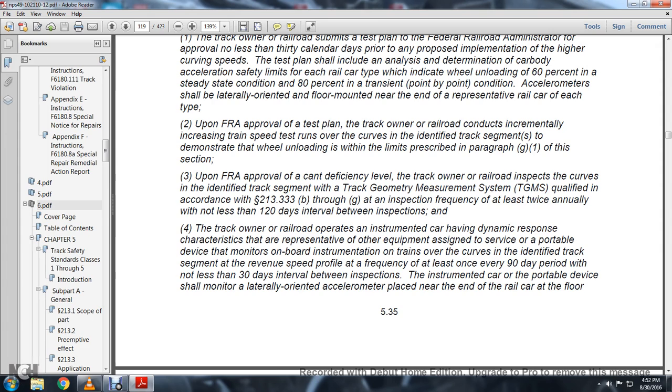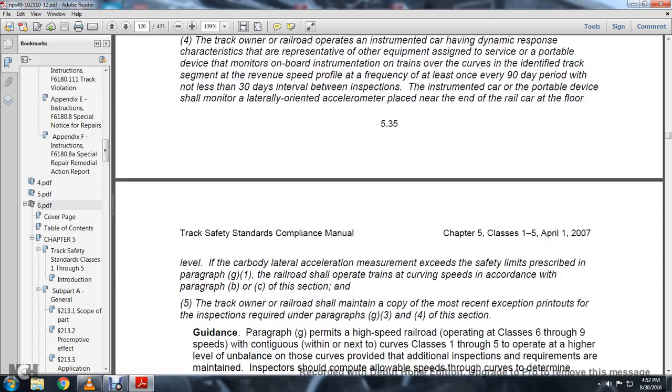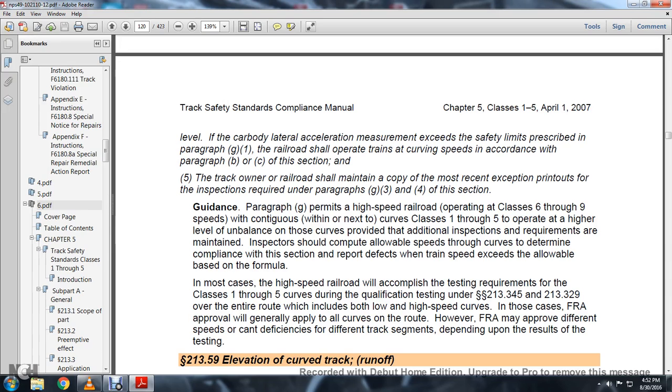The inspection car is instrumented with a portable device and shall monitor with a laterally oriented accelerometer placed near the end of the rail car at floor level. If the car body lateral acceleration measurement exceeds the safety limits prescribed in paragraph G1, the railroad shall operate the train at the curve at a speed in accordance with paragraphs B and C of this section. The track owner or railroad shall maintain a copy of the most recent inspection records required in paragraphs G3 and 4 of this section.